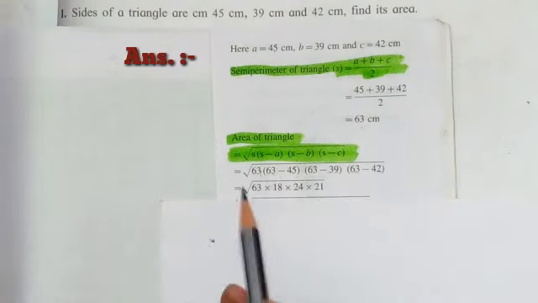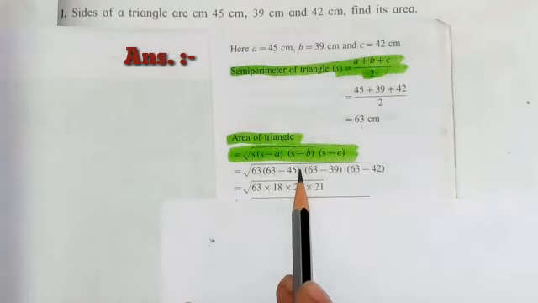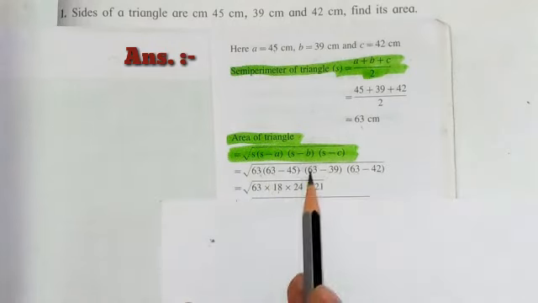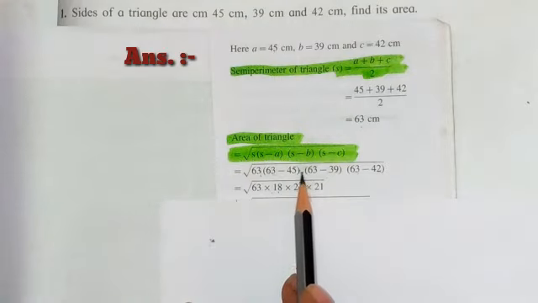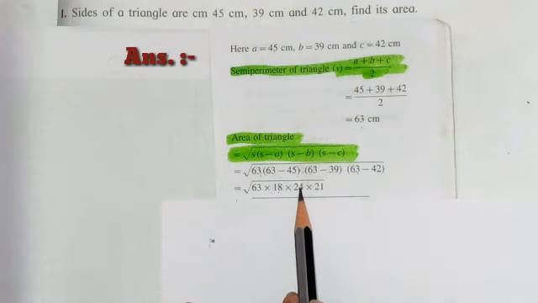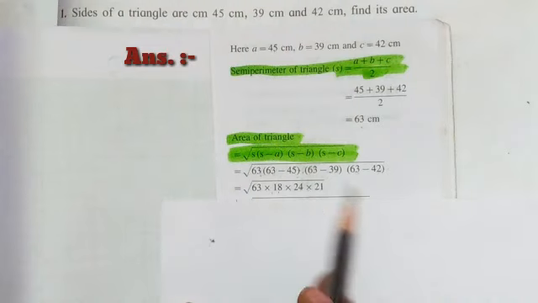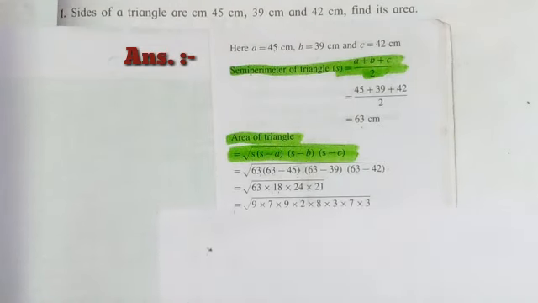Let's go ahead. Into the square root formula, we have to write 63 multiply. The answer of this bracket is 18. Multiply symbol. The symbol is not given between two brackets, so it means there will be a multiplication. After that, the subtraction of these two numbers will be 24. Then the symbol of multiplication and the subtraction of these two numbers, it will be 21. Now students, simply we have to do the multiplication.